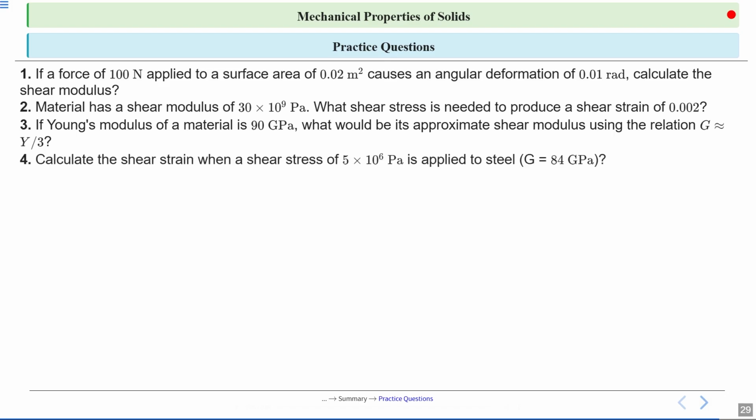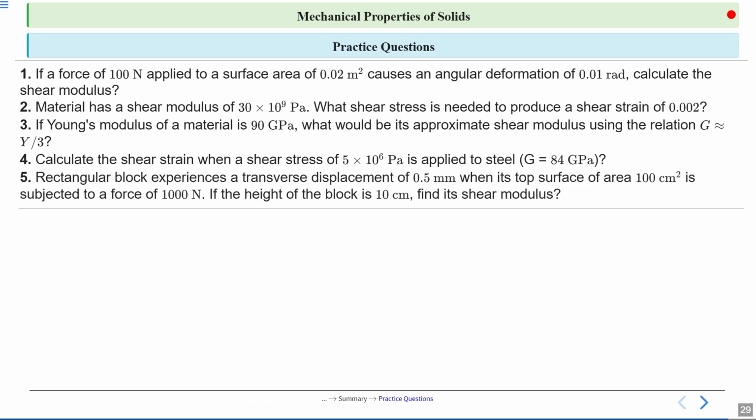Calculate the shear strain when a shear stress of 5 times 10 raised to the power 6 Pascal is applied to steel. A rectangular block experiences a transverse displacement of 0.5 mm when its top surface of area 100 centimeter square is subjected to a force of 1000 Newton. If the height of the block is 10 centimeter, find its shear modulus.